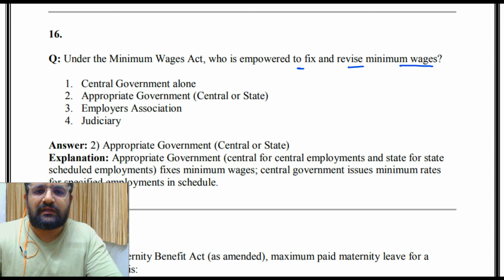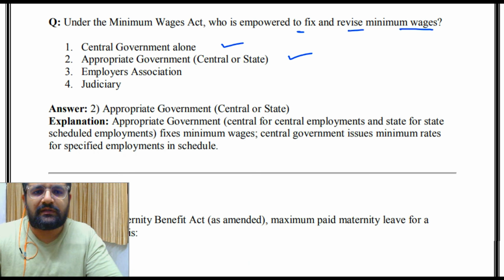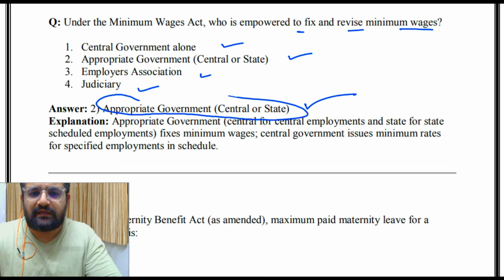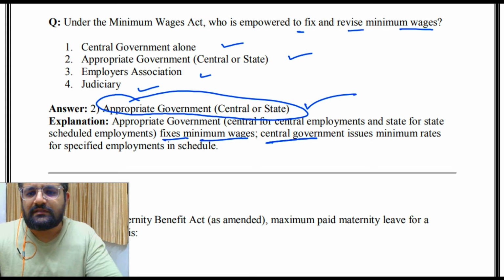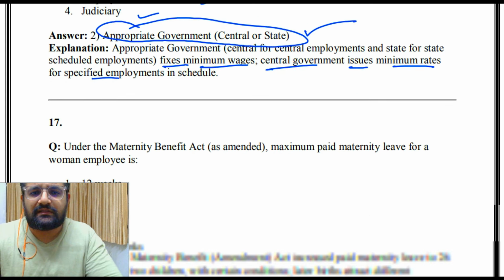Under the Minimum Wages Act, who is empowered to fix and revise minimum wages? So central government alone, appropriate government, that is your central or state government, employers association, or judiciary. So answer is appropriate government, that is it can be your central as well as your state government. Appropriate government, central for central employments and state for state scheduled employments, fixes minimum wages. Central government issues minimum rates for specified employments and schedule.